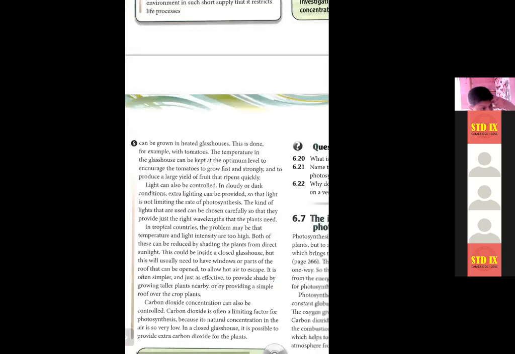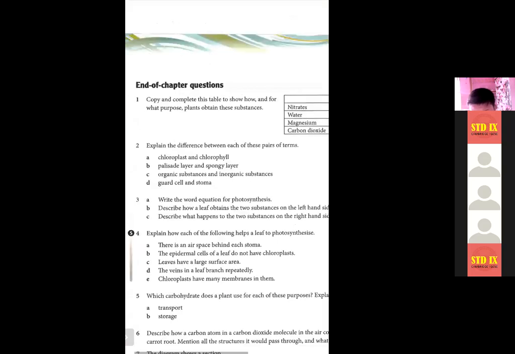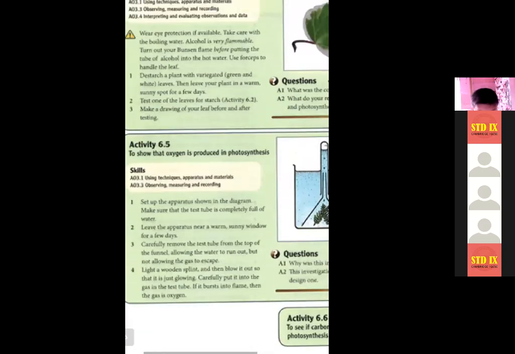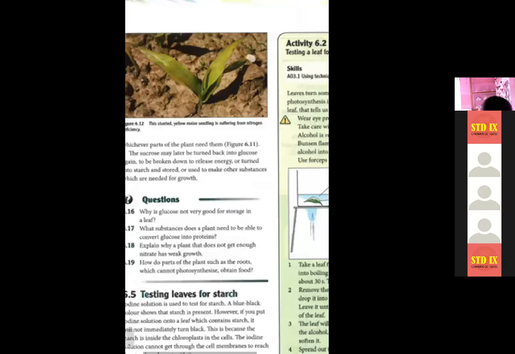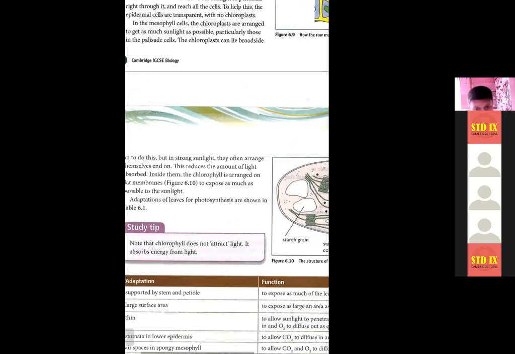Now number E. Chloroplasts have many membranes in them to ensure the absorption of as much sunlight as possible, right? Yes, ma'am. To absorb as much energy from the light as possible. Chloroplasts have many membranes in them. I'm just showing you this part.